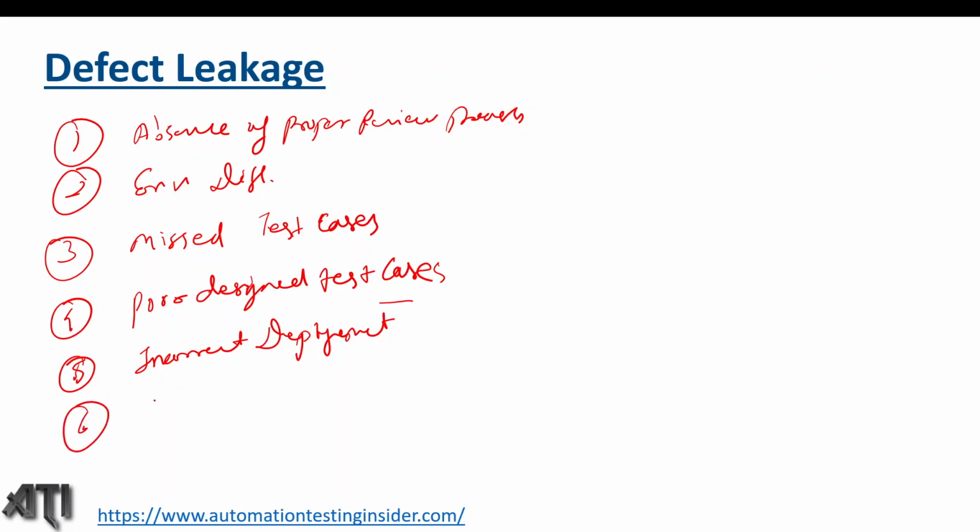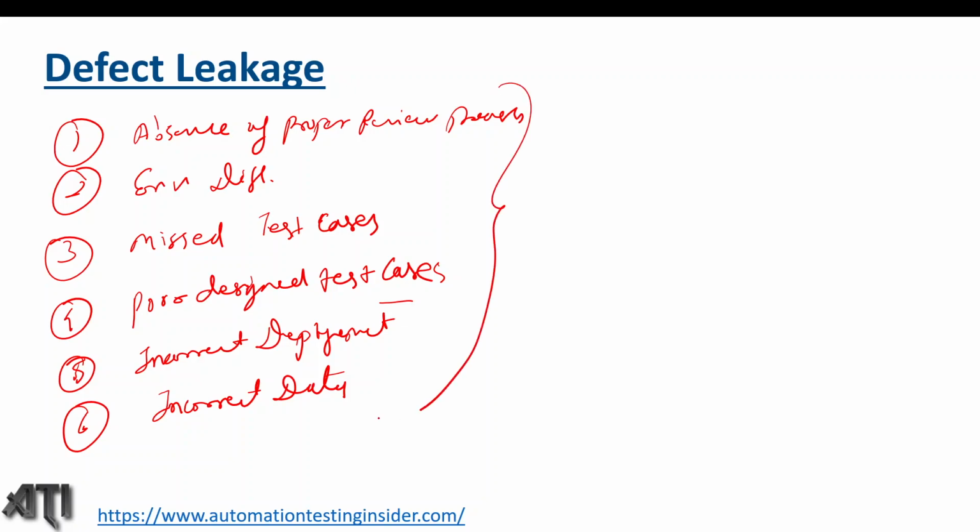Another reason, that is also important, is incorrect data. If we are not able to use proper test data, then definitely the chances of defect leakage are more, right? So we should do proper testing, and also use the proper test data to test any particular functionality. So these are the various reasons, guys.